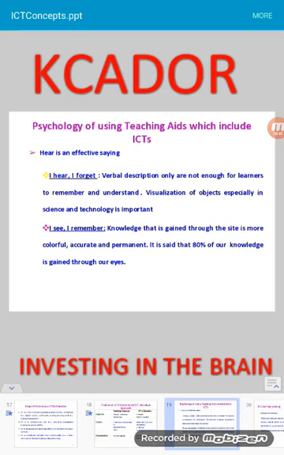So look, verbal description only is not enough for learners to remember and understand. Visualization of objects, especially in science and technology, is important. This is very important to the teacher and to the learner. Some say, I see, I remember. These are visual learners. Knowledge that is gained through the sight is more colorful, accurate, and permanent. It is said that 80% of our knowledge is gained through our eyes.